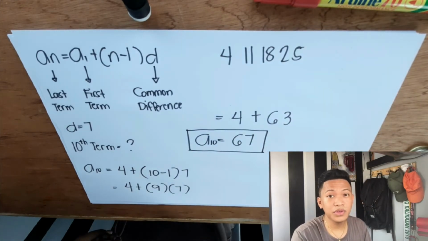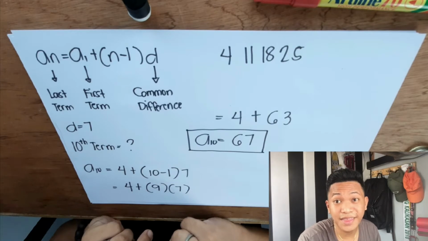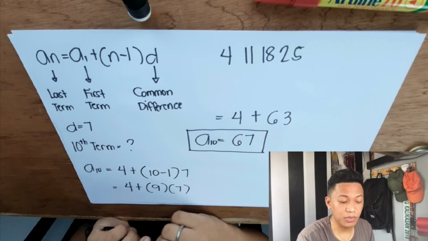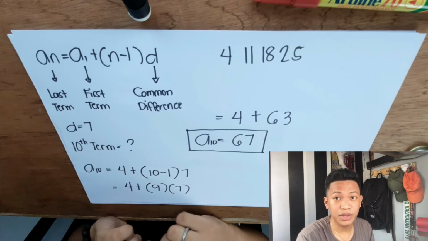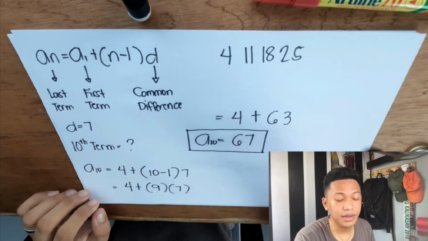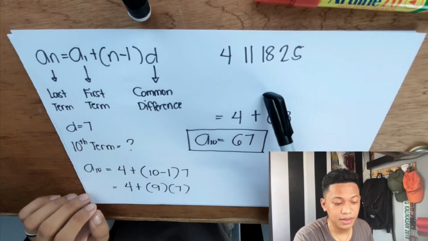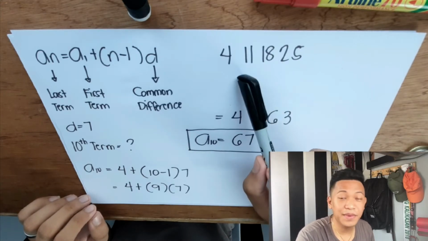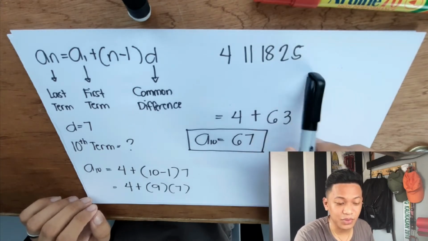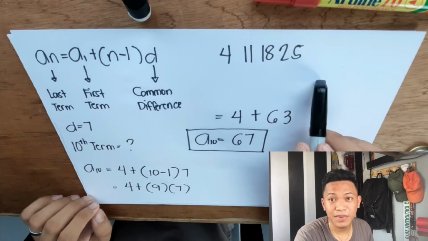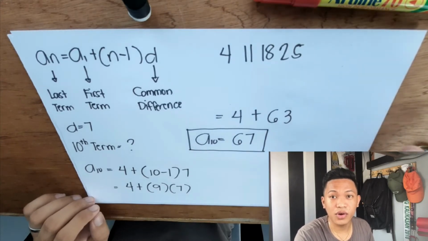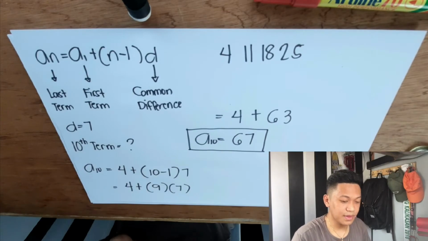So, malalaman nyo din naman yung kanyang 10th term if i-add nyo yung ating common difference sa bawat term manually. For example, 4 plus 7 is equal to 11. 11 plus 7 is equal to 18. And 18 plus 7 is equal to 25. 25 plus 7 is equal to 32. And 32 plus 7 is equal to 39. So on and so on.